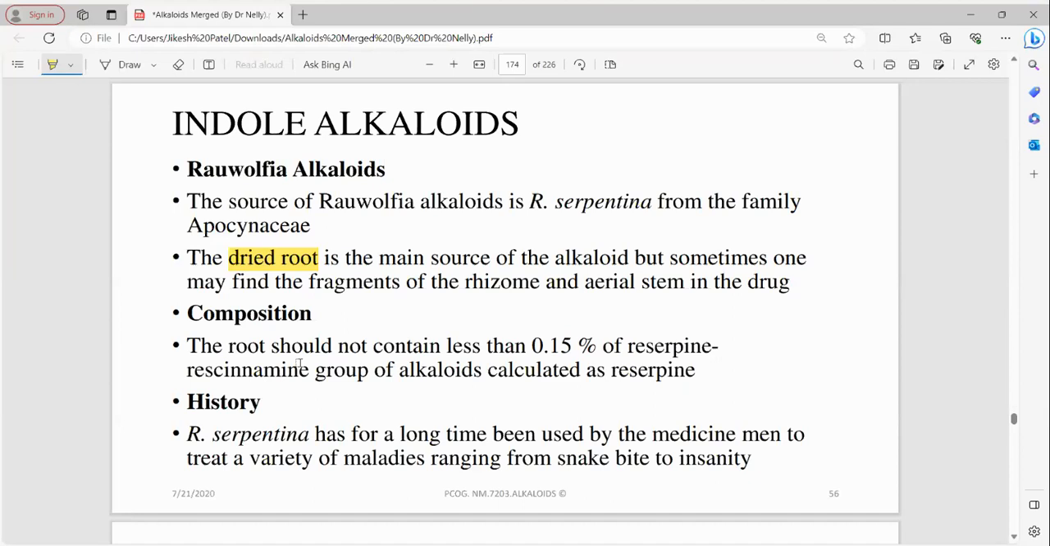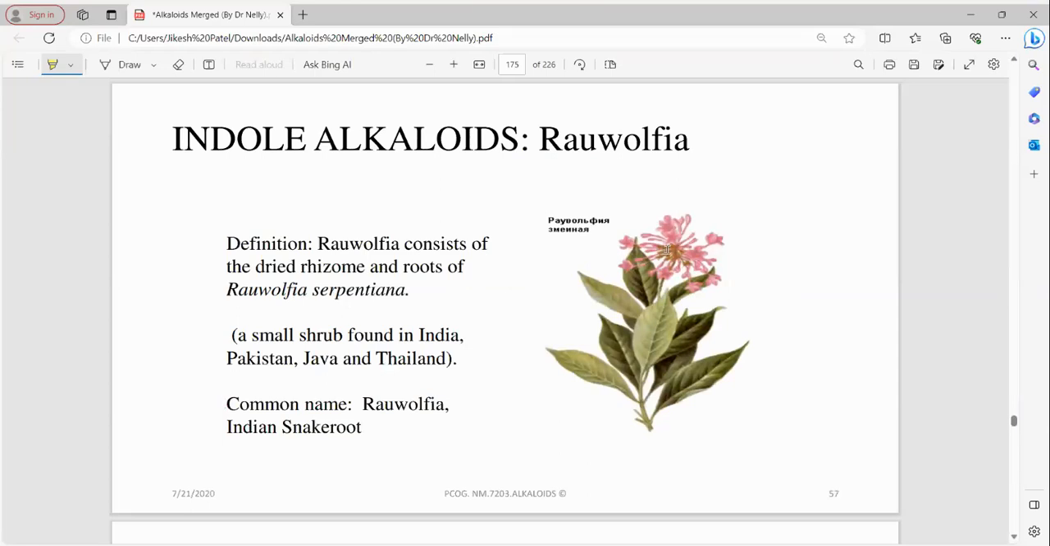So Rauwolfia alkaloid, number one, it's an indole alkaloid, and the source is Rauwolfia serpentina, and we derive it from the roots. From the roots, that is the main source of the alkaloid. Then it has a lot of ingredients, but the major, pharmaceutically important ingredient is reserpine. Next slide, Shina. Yeah, we already said it's the dried rhizome and roots of that plant, Rauwolfia serpentina.